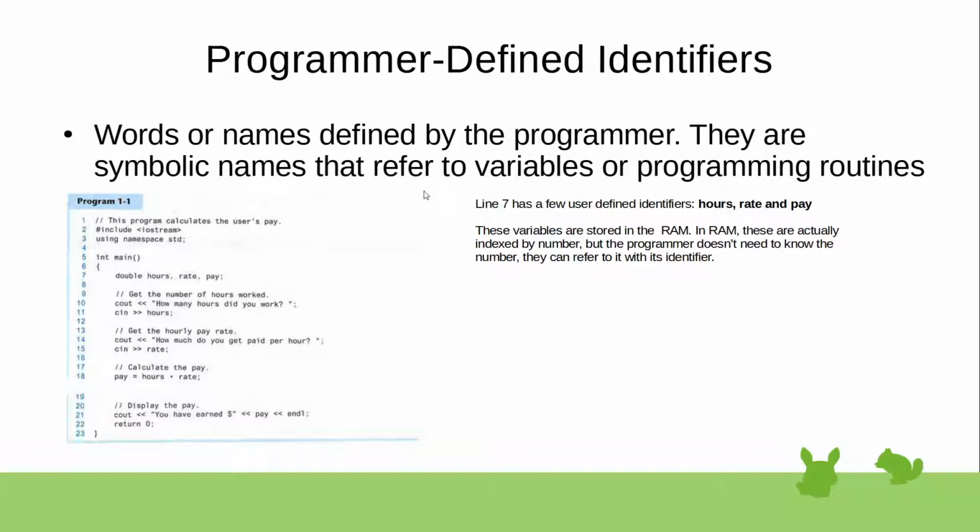Programmer-defined identifiers. They're words or names identified by a programmer. They're symbolic names that refer to variables or programming routines. So if we look at program 1, we have a few user-defined identifiers like hours, rate, and pay. All right? These variables are stored in RAM. In RAM, they're actually indexed by a number, but the programmer doesn't need to know that number. They can refer to it with its identifier. In C++, you actually can find out where it is, but we're not going to go through that right now.